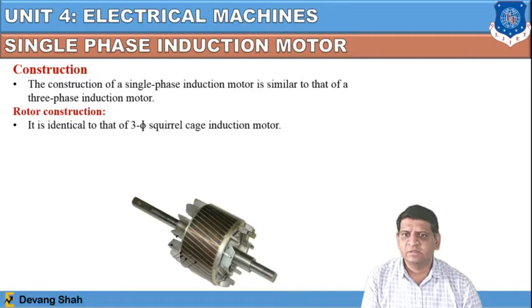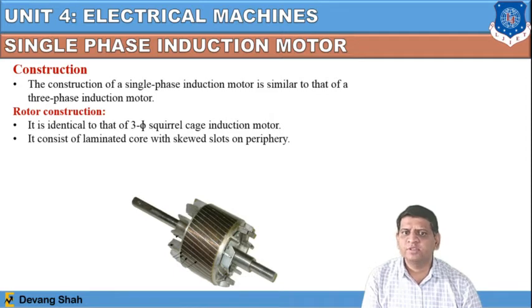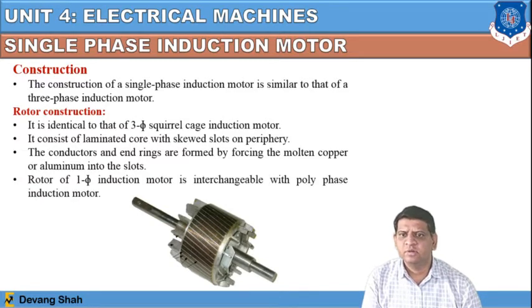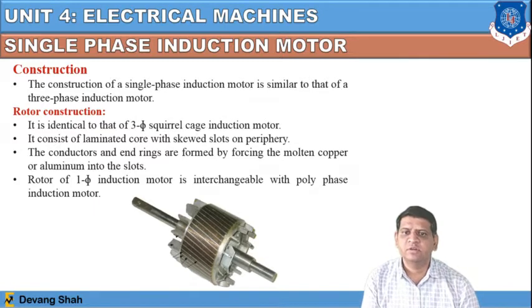The rotor construction is identical to that of a three phase squirrel cage induction motor. It consists of a laminated core with skewed slots on the periphery. Conductors and rings are formed by forcing molten copper or aluminum into the slots. The rotor of a single phase induction motor is interchangeable with that of a polyphase induction motor. You can see this diagram as part of the squirrel cage induction motor. There is no change, as we already discussed during the three phase induction motor.